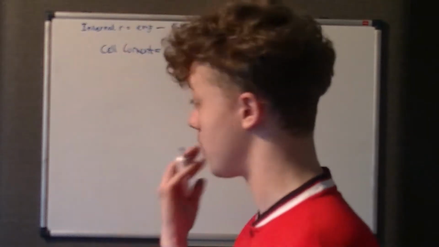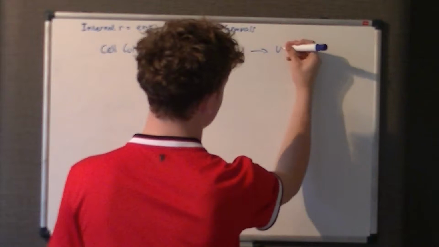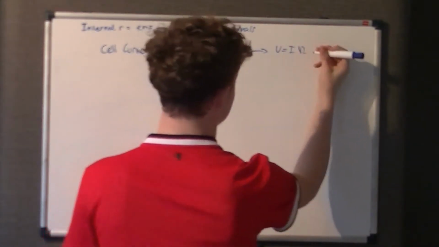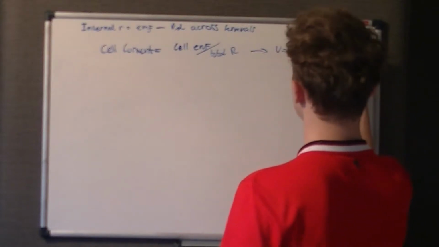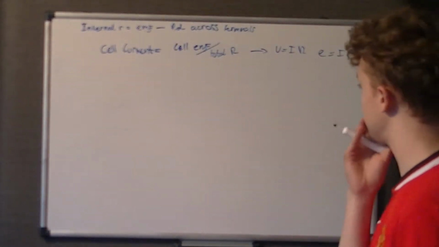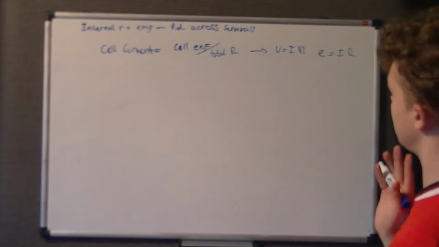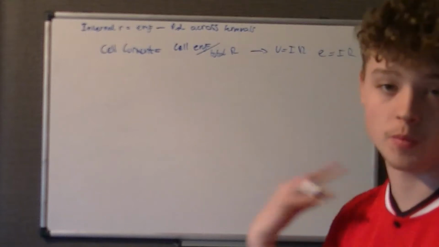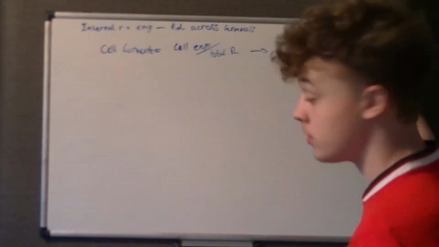Now EMF is the same as potential difference. You can think of it like that. So this is the same as V equals IR, and as V is equal to E, it is E equals IR. Hopefully you see where I'm getting this. So potential difference is equal to the EMF or electromotive force. I'm going to assume you know that, so I don't waste my time going over it.